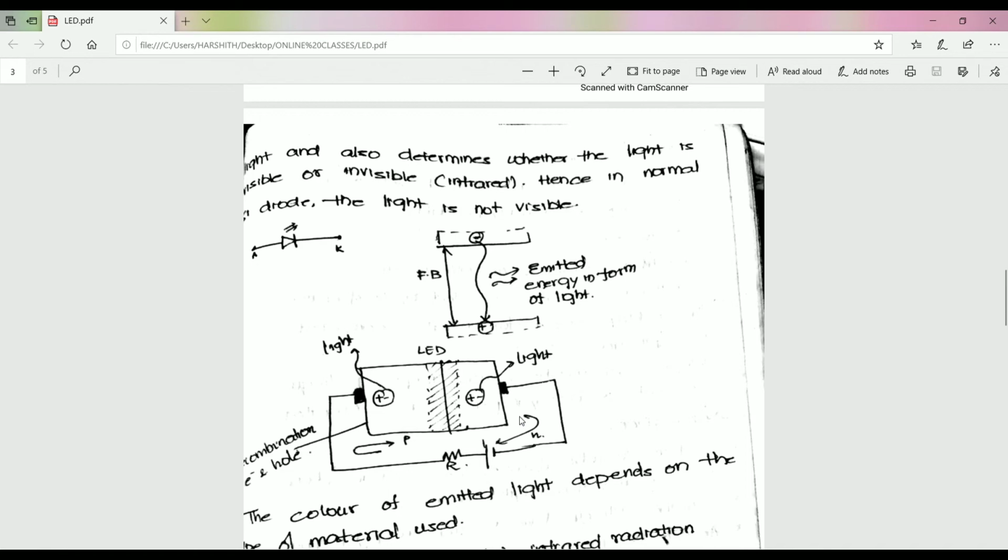Holes are present in the valency band. Thus the free electrons are at a higher energy level with respect to the holes. When a free electron recombines with a hole, it falls from the conduction band to the valency band. Once again, electrons have higher energy than the holes.